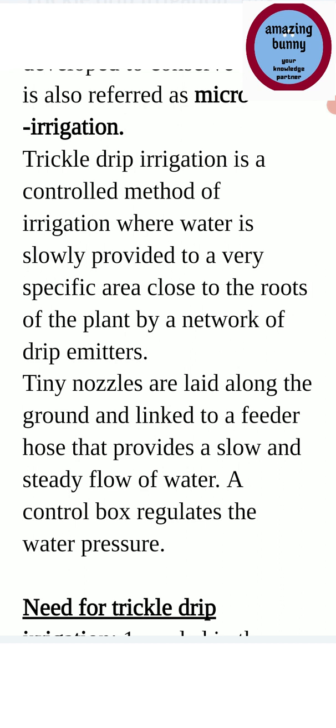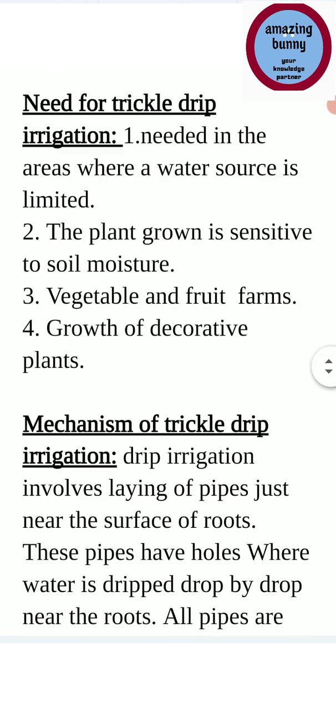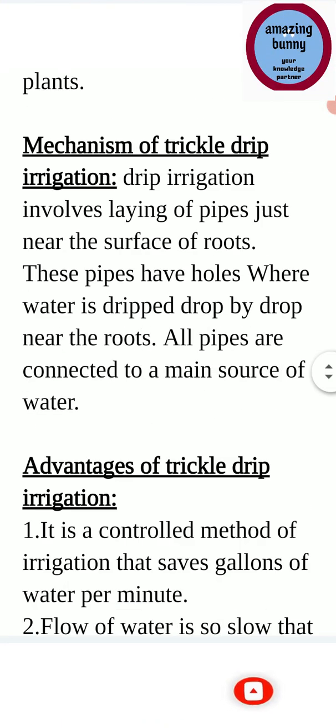Tiny nozzles are laid along the ground and linked to a feeder hose that provides a slow and steady flow of water. A control box regulates the water pressure. Trickle drip irrigation is needed in areas where the water source is limited. Then, where the plant grown is sensitive to soil moisture, and it is also needed for vegetable and fruit farms and growth of decorative plants.